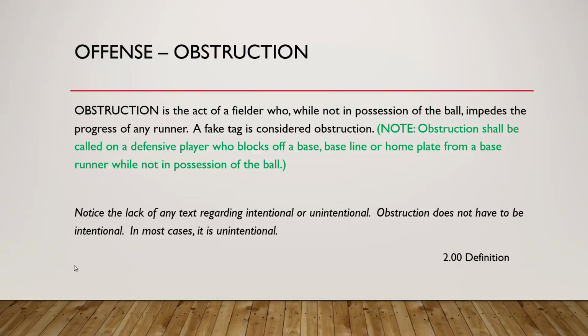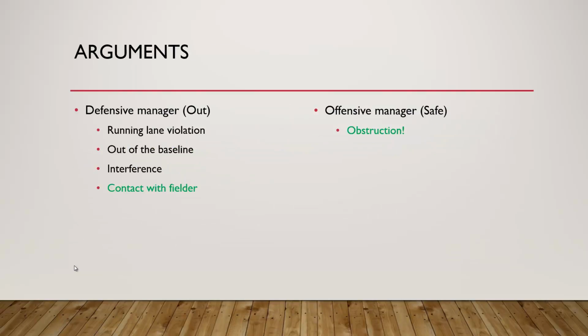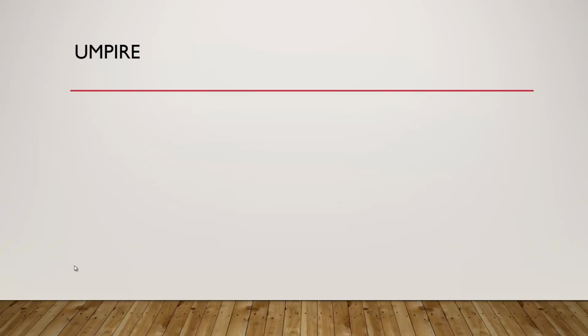Yeah. Okay, just note from this rule, though, there is complete lack of any text regarding intentional or unintentional. Obstruction doesn't have to be intentional. In most cases, it is unintentional. Somebody is in the way of the runner, okay? And it's obstruction. So now we've got two situations here. We've got contact with the fielder, and we've got obstruction. Now what's the umpire got to do? He's got to sort this mess out, and he's got to figure out what the right rule should be.